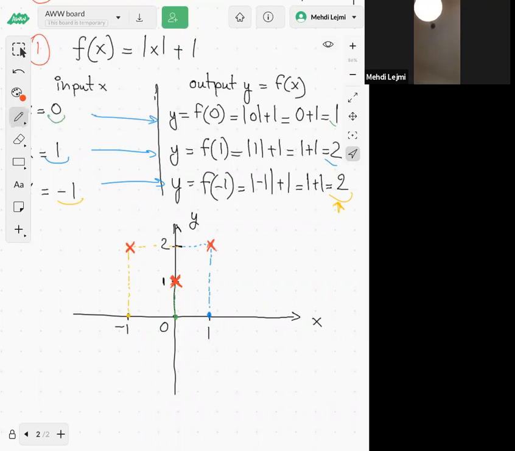Okay. Now I have to connect these 3 points. You have to go from left to right, guys. It's better to go from left to right. So I'm going to go from this point here, then my next point would be this one here, and then my third point, this one here. And so this would be the graph of f of x.